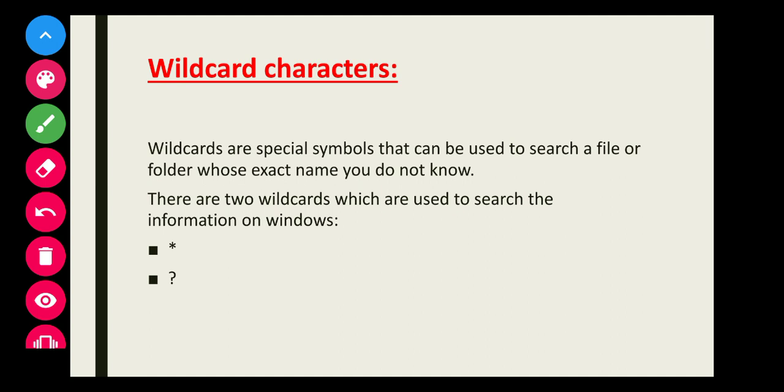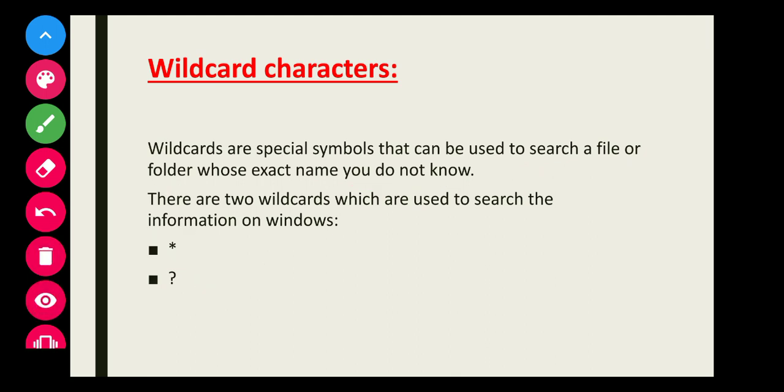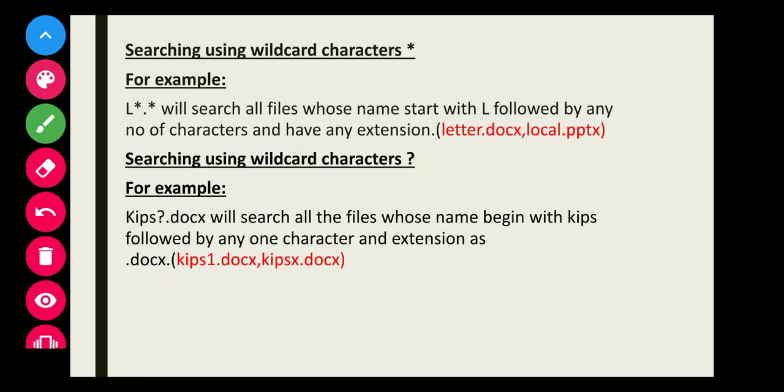In our computer system, two kinds of wildcard characters are used to search a file or folder. The first one is the star mark, known as the asterisk mark, and the second one is the question mark. These two wildcard characters we use to search a file or folder whose exact name you do not know. Now let us study these wildcard characters.